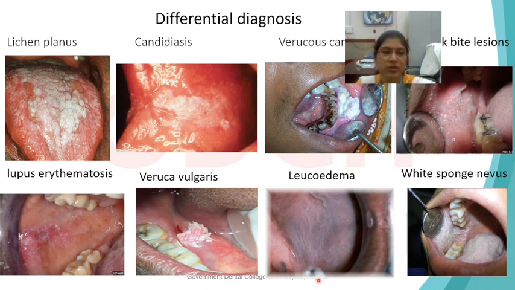So the differential diagnosis includes lichen planus. See in this particular image, this is the tongue showing homogeneous type of lichen planus. But at the periphery, you can see fine white striae, which helps in differentiating this lichen planus from a homogeneous type of leukoplakia. Leukoplakia will never show the Wickham's striae.